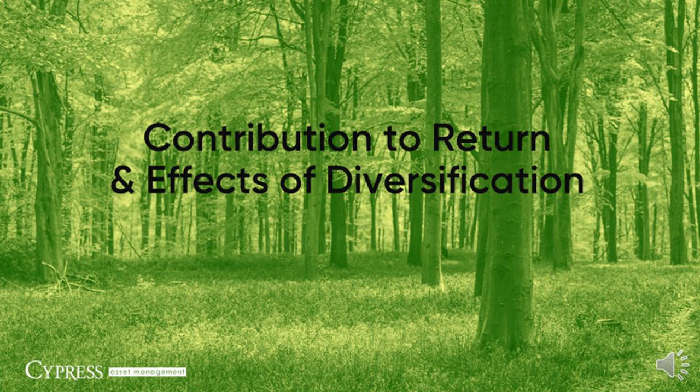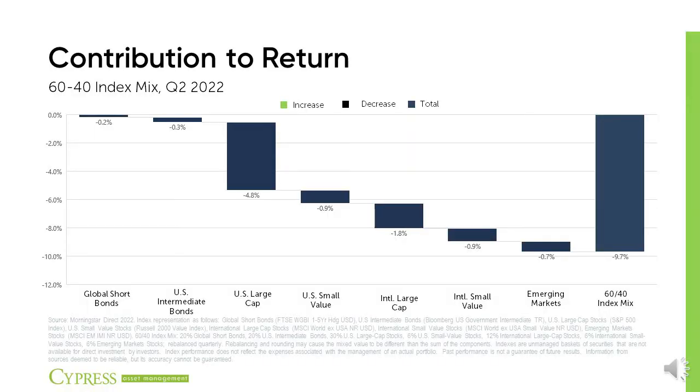Next, let's take a look at how some major asset classes contributed to a 60-40 index mix this quarter, and how that index mix behaved during recent history. On this slide, we look at the absolute impact of different asset class returns on the quarterly return of a sample 60% stock, 40% bond index mix. With both stock and bond markets declining this quarter, we can see that all asset classes contributed to the overall decline of the index mix.